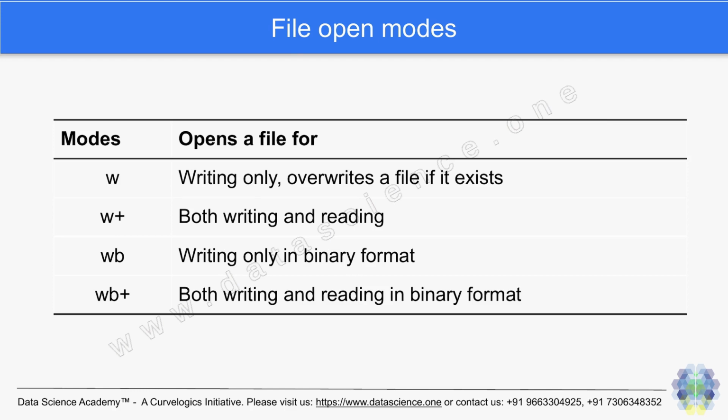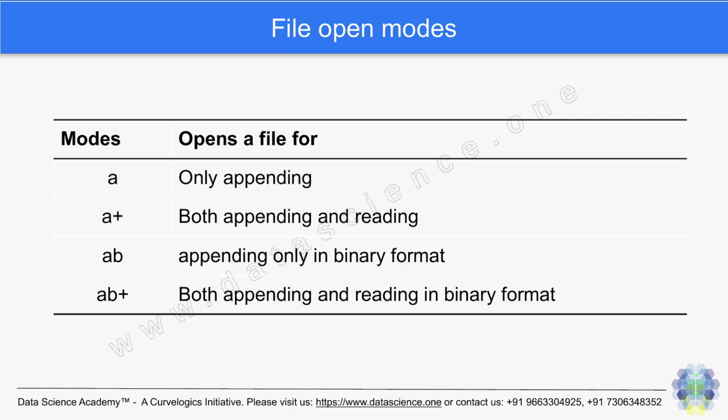Using the w mode makes the file writable. Appending a plus sign makes the file open for reading and writing. The letter b, within the mode, indicates that the file should be open in binary format. Using the a mode makes the file appendable. Adding a plus sign makes the file open for appending and reading. The letter b, within the mode, indicates that the file should be open in binary format.